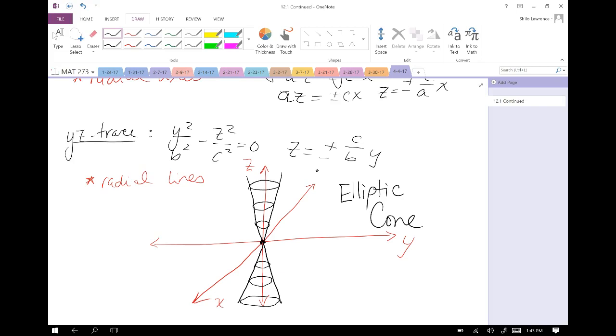So the hyperboloid of one sheet and the elliptic cone, the variable side of them looks exactly the same. The only difference is the hyperboloid of one sheet is equal to 1, because in our formula for hyperbolas, it's equal to 1. And then the elliptic cone, it's equal to 0. And that's how we're able to solve and get those radial lines in the traces, is when it's equal to 0.